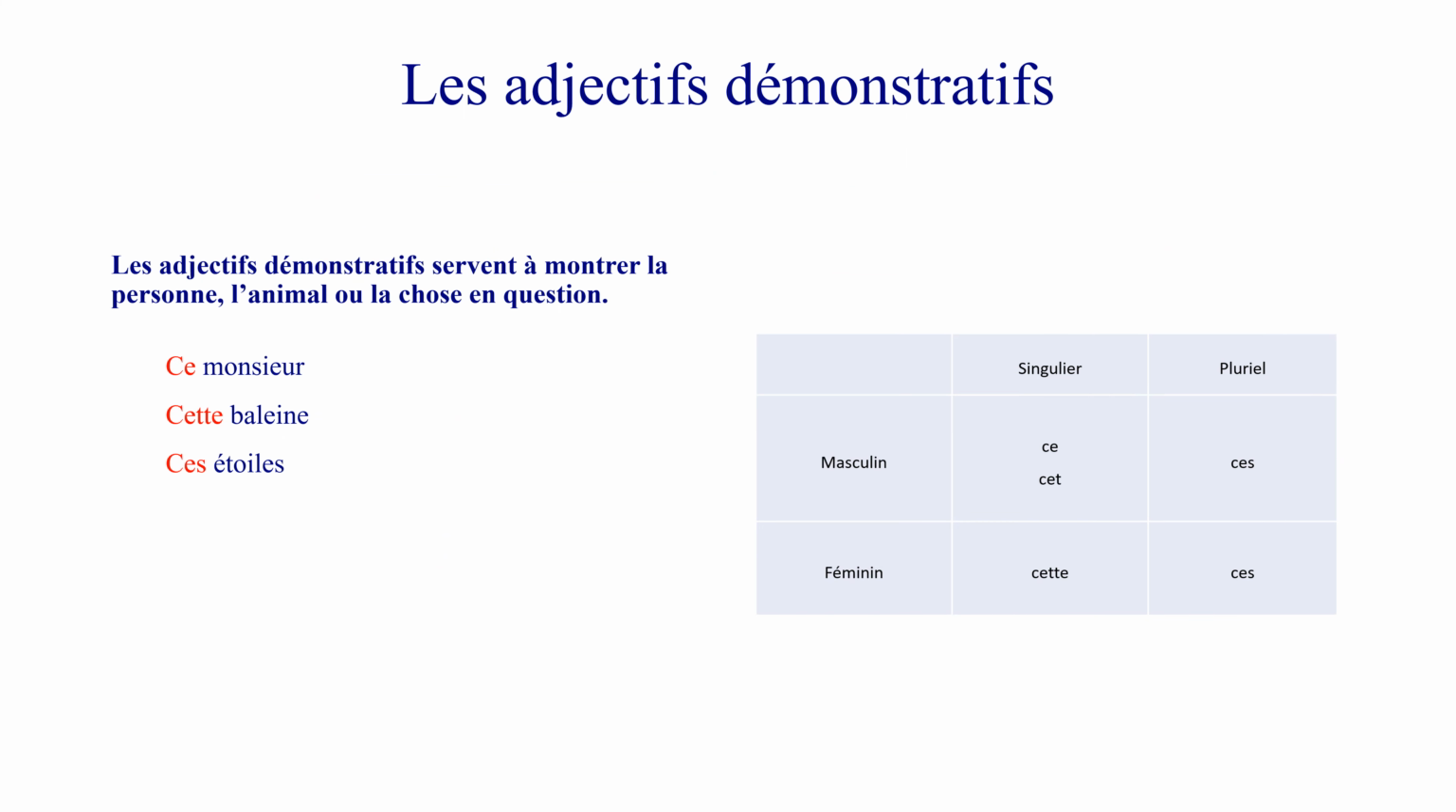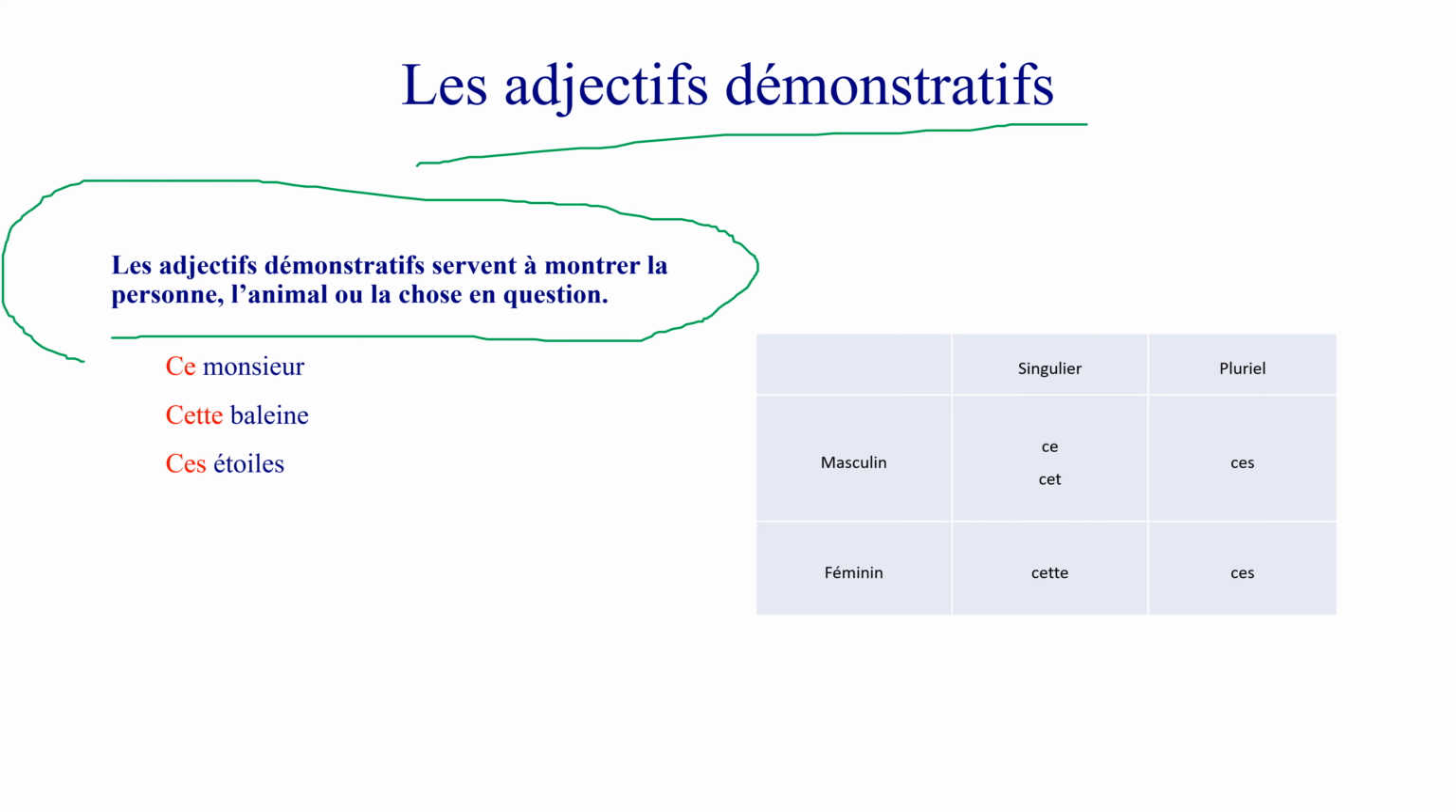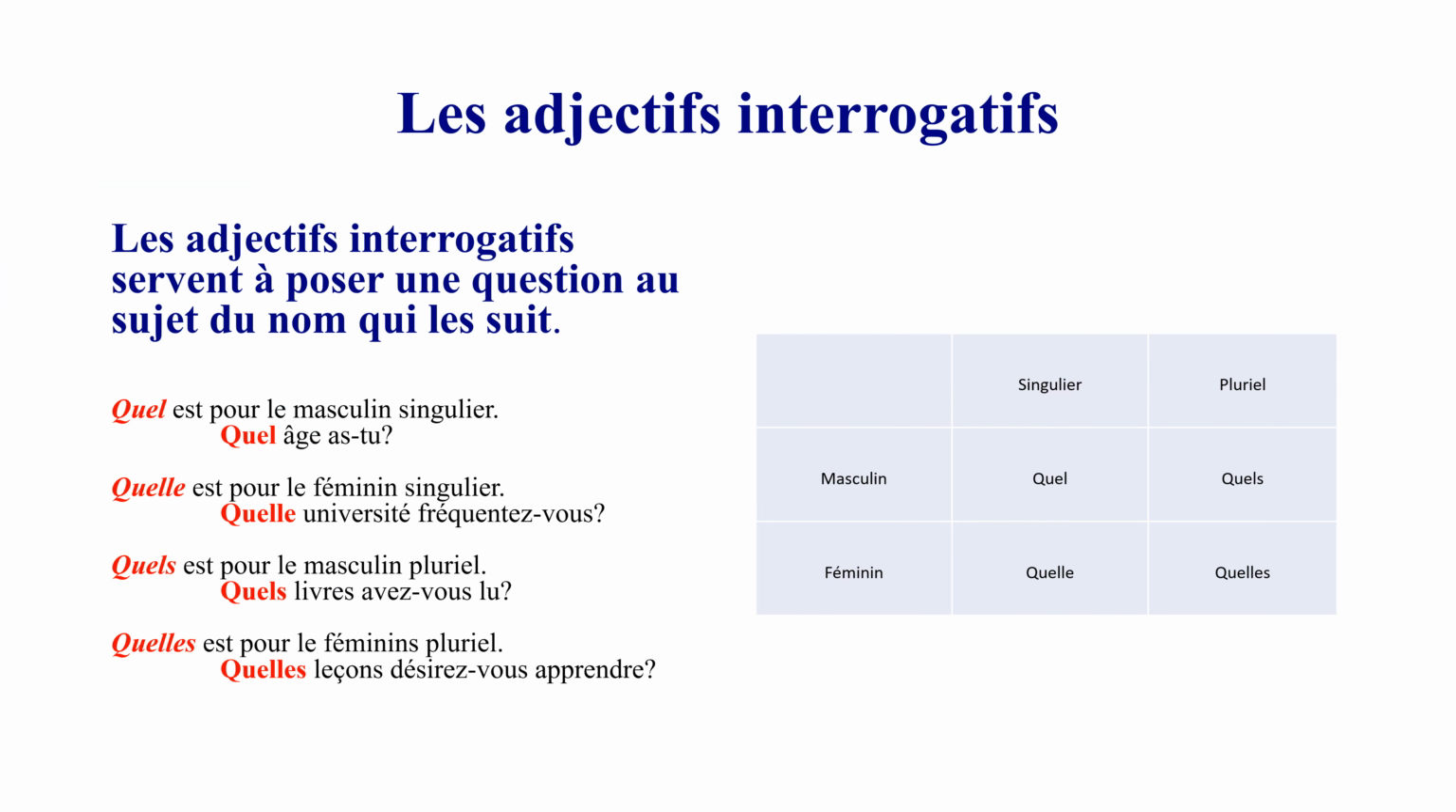Next, in the list of non-qualifying adjectives, what do we have? Les adjectifs démonstratifs. Demonstrative. Here you go. Here is a definition. Les adjectifs démonstratifs servent à montrer la personne, l'animal ou la chose en question. Just briefly go through them for when you reach the intermediate level. We're going to go through them in more detail.